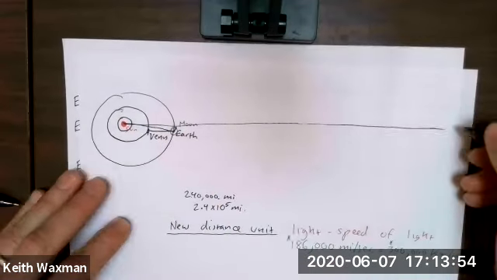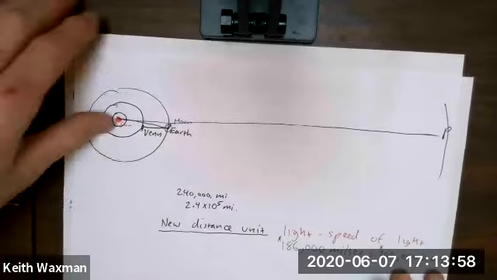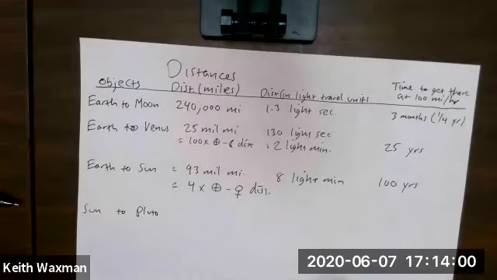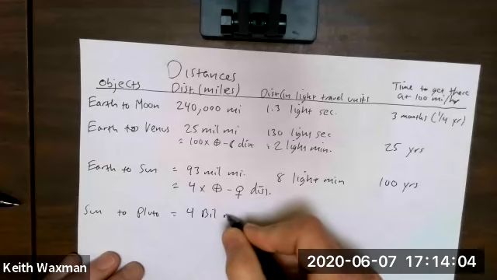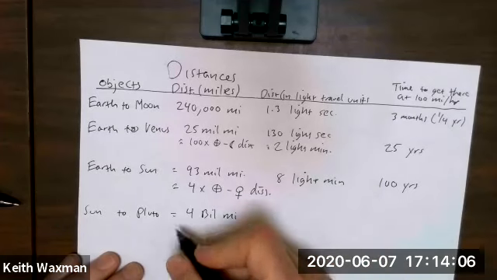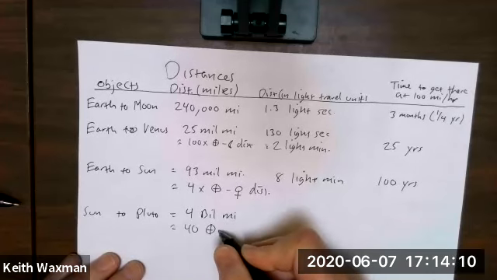Imagine we have Pluto way over here. P for Pluto. Sun to Pluto. Let's take a look at these distances. This is 4 billion miles. You don't have to know that. This is approximately 40 Earth-Sun distances.